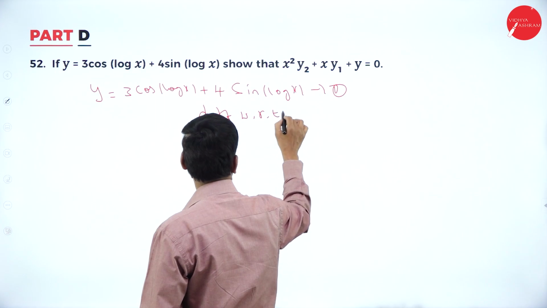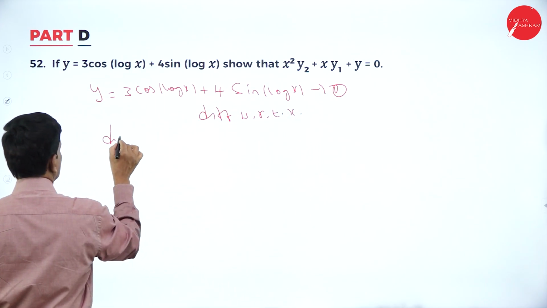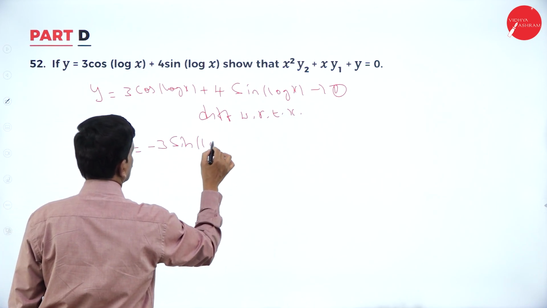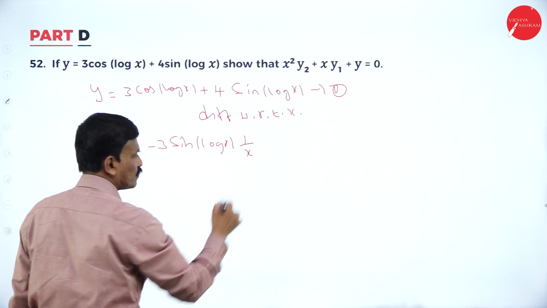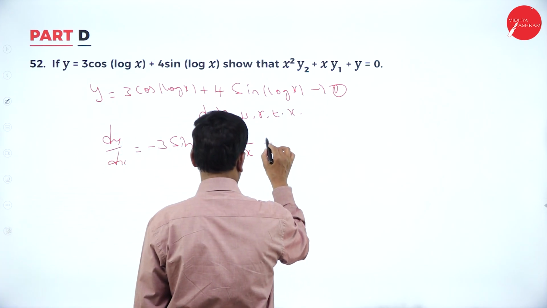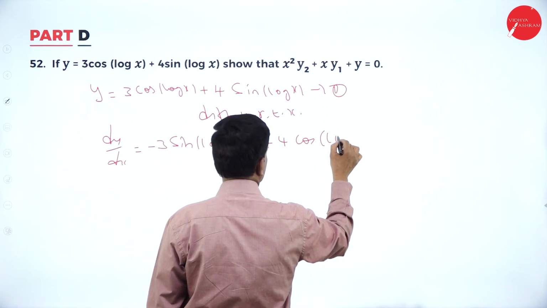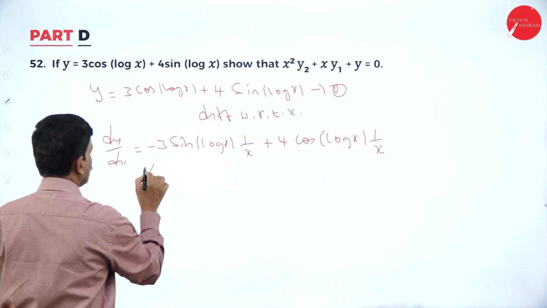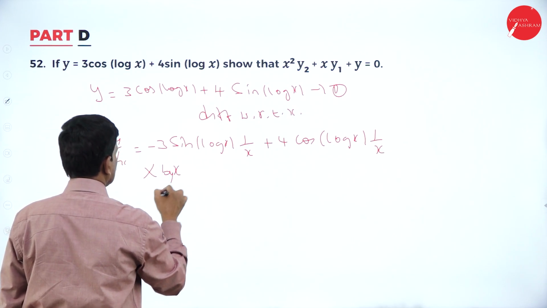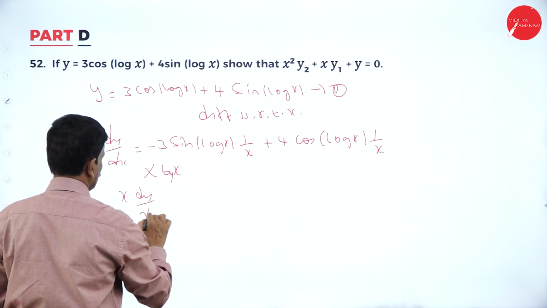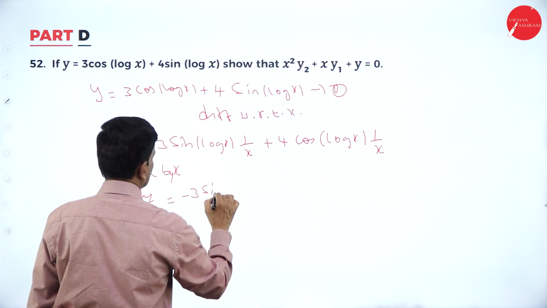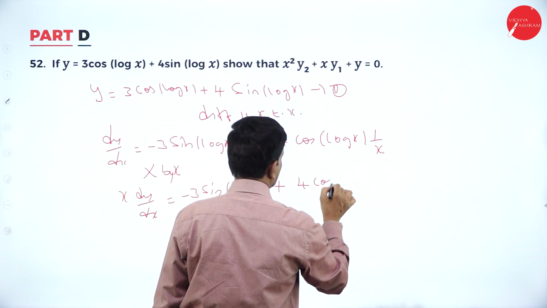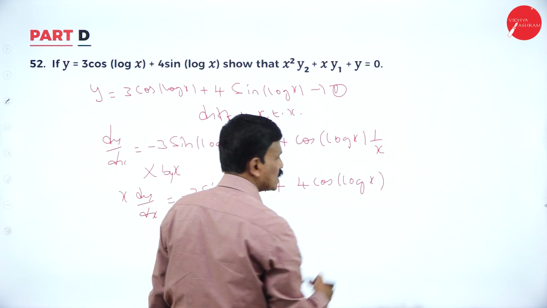Differentiating with respect to x on both sides. Dy by dx is equal to 3 into differentiation of cos, which is minus sin log x, into d by dx of log x, which is 1 over x, plus 4 into differentiation of sin, which is cos log x, into differentiation of log x, which is 1 by x. Just multiply by x on both sides. X into dy by dx is equal to minus 3 sin log x, x and x get cancelled, plus 4 times cos of log x, x and x get cancelled.